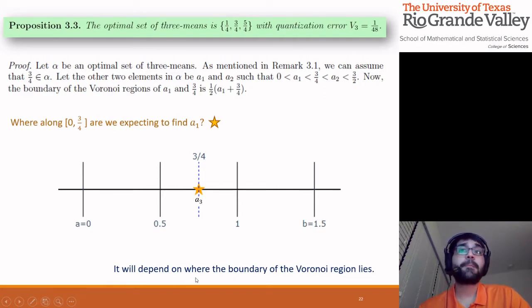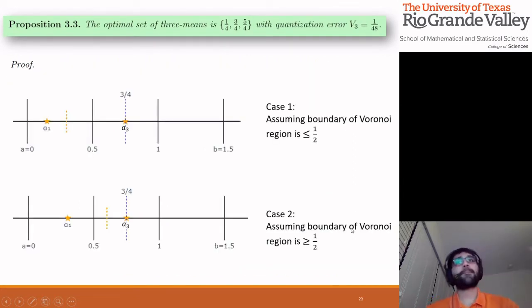Well, it depends. It will depend on where the boundary of the Voronoi region lies. So remember, there's going to be a division between where the quantizer is between the A1 and A3 right here. So we don't know where that boundary will lie. So we expect to have two cases. In case one, we're going to assume the boundary of the Voronoi region is less than or equal to 1/2, like in this picture. The boundary of the Voronoi region is less than 1/2. And in the other case, in case 2, we will assume that the boundary of the Voronoi region is greater than or equal to 1/2.